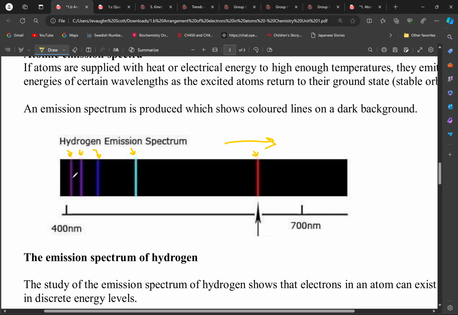So the energy difference between these two energy levels here is way smaller than the energy difference between these two energy levels, and so forth. Following? So the higher the energy level, the more energy required, or the longer the wavelength.